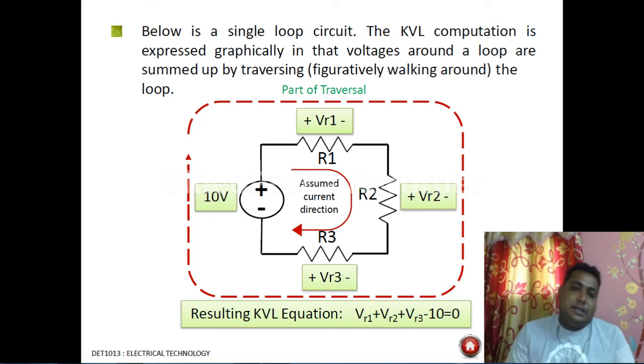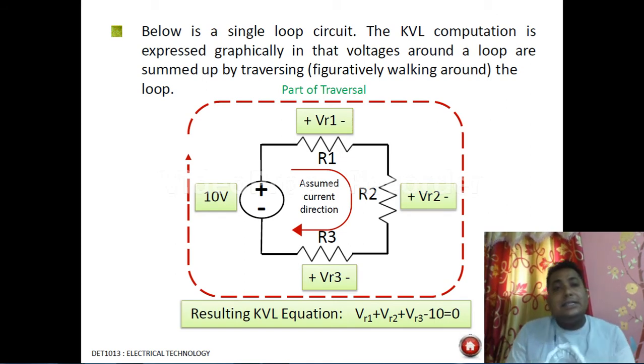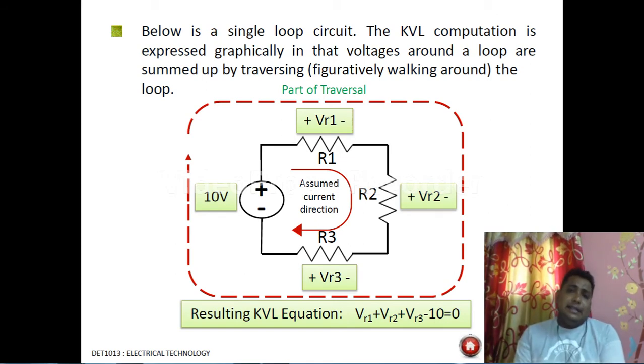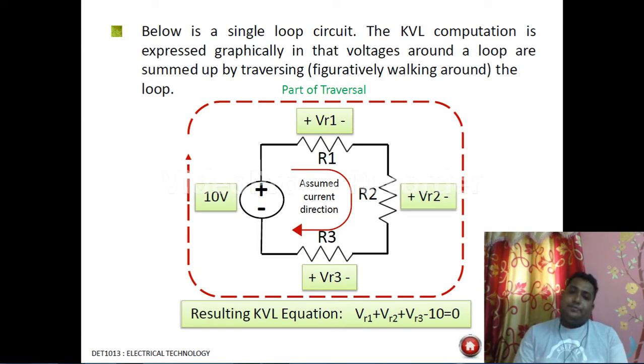For your simplicity, for your better understanding, for your analysis, you can consider the reverse case also. That means you can consider minus VR1, minus VR2, minus VR3, and plus 10 is equal to 0, because on the right-hand side there is a 0. So if we change the sign, there is no effect on the equation, the result will remain the same. My point is, here we are going to see how we can write down the equation.